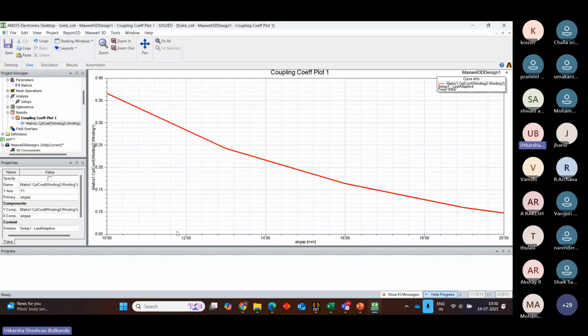But as your air gap is increasing, your coupling coefficient is decreasing. That means that as the distance between your transmitter and receiver coil is increasing, less flux is getting linked to the receiver coil, because of which you are getting less coupling coefficient. You understood this?